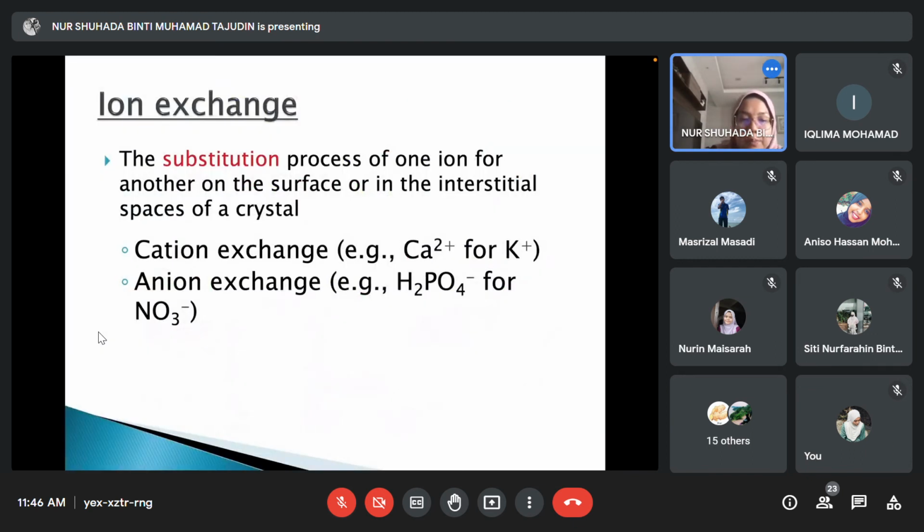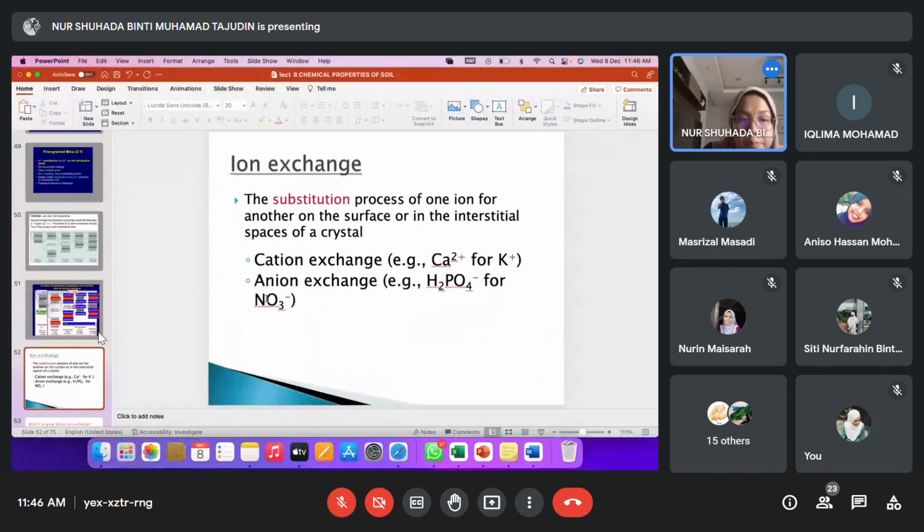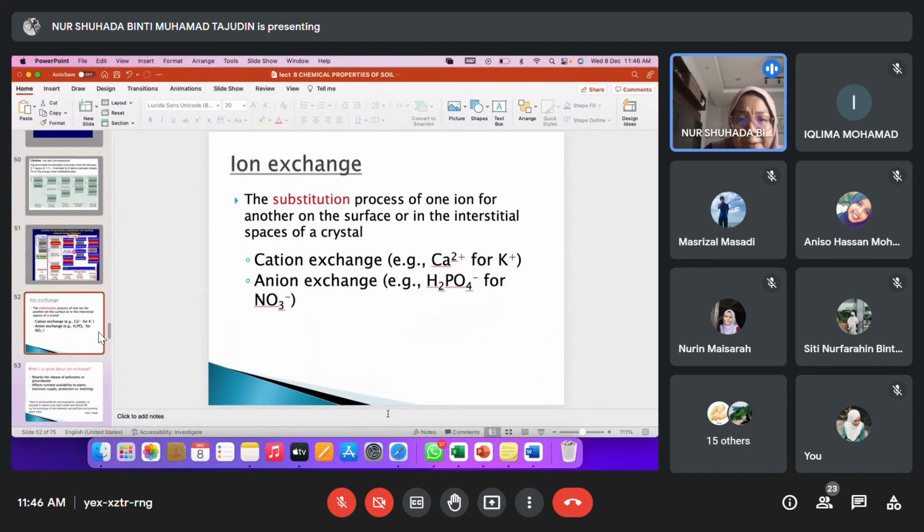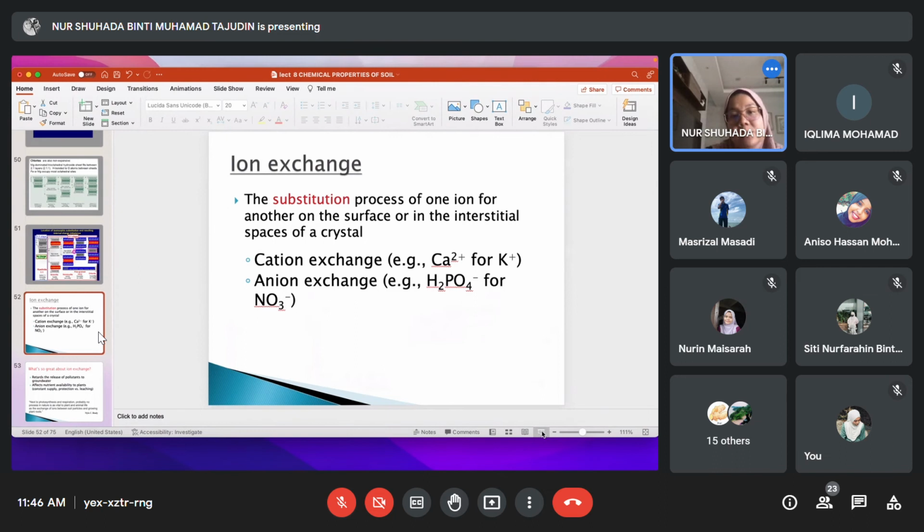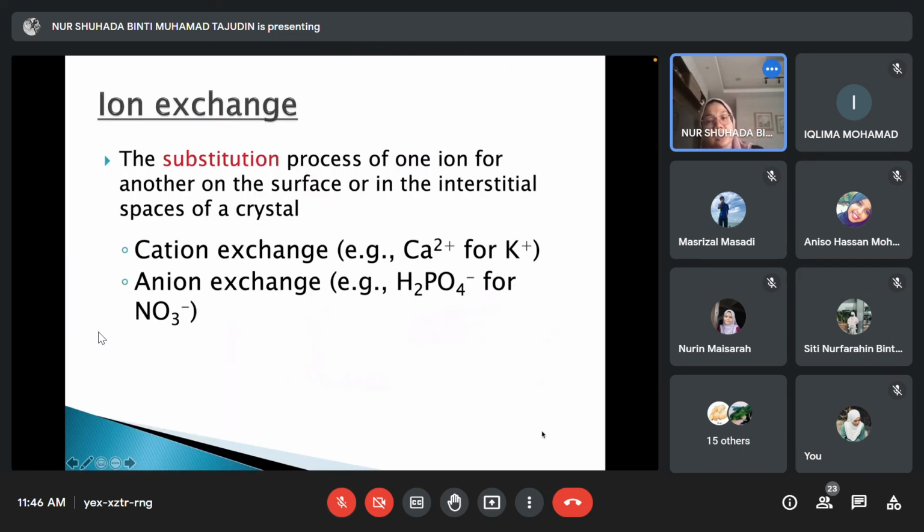Then we have ion exchange. When we talk about ion exchange, it is the substitution process of one ion for another on the surface or the interstitial spaces of a crystal. So cation exchange is the exchange of the cations. This is more of a term that you have to use later. We have cation exchange, then we have ion exchange.